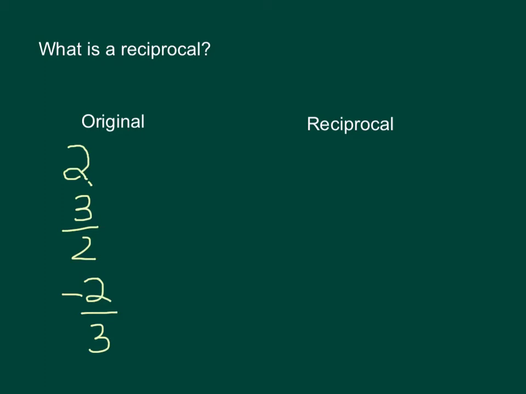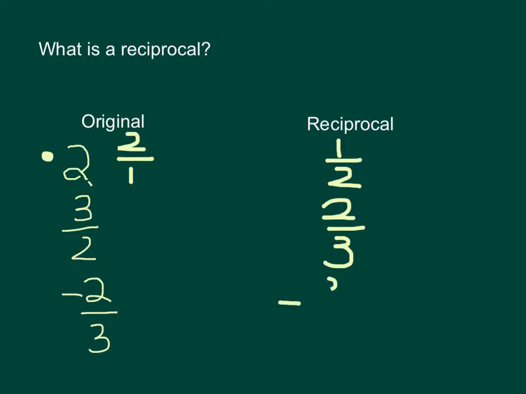So, for example, if I look at the number 2, well, that's not really a fraction, but we could write it as 2 over 1. So the reciprocal is 1/2. Now, if I look at the fraction 3/2, the reciprocal of that is just 2/3. And if I look at the fraction -2/3, the reciprocal of that is -3/2. Please notice the sign never changes.